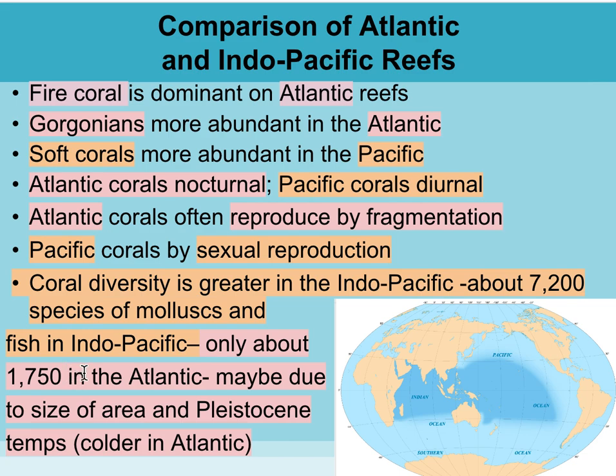Interesting, only about 1,750 species of mollusks and fish live in the Atlantic near the coral, okay? Whereas in the Indo-Pacific, there's about 7,200 species of mollusks and fish. So it's almost like quadruple the amount of species in the Pacific as there is in the Atlantic of fish and mollusks, due to how the coral is different and also age over time.